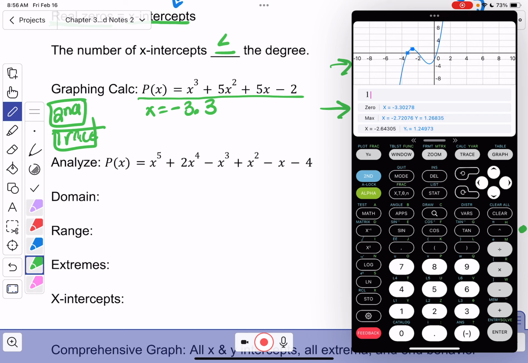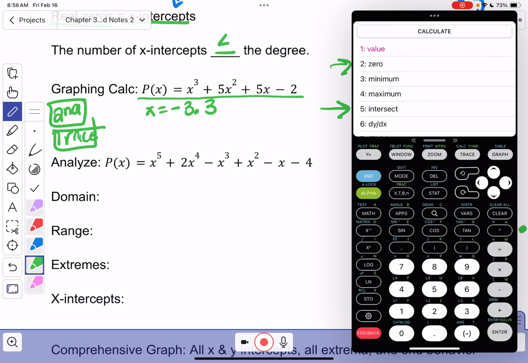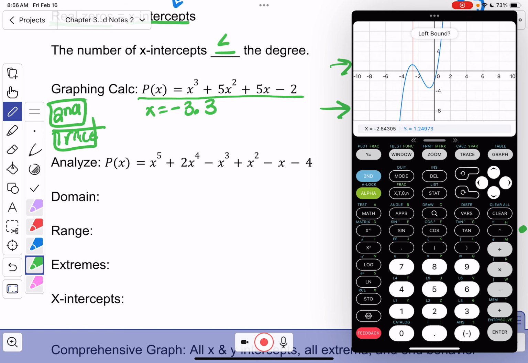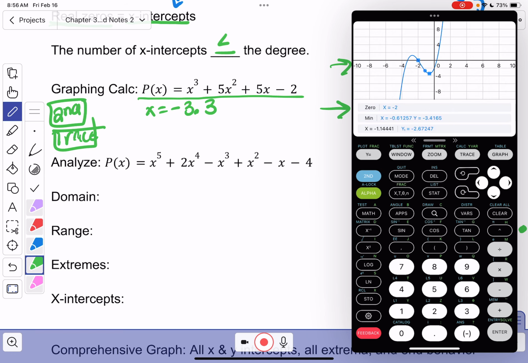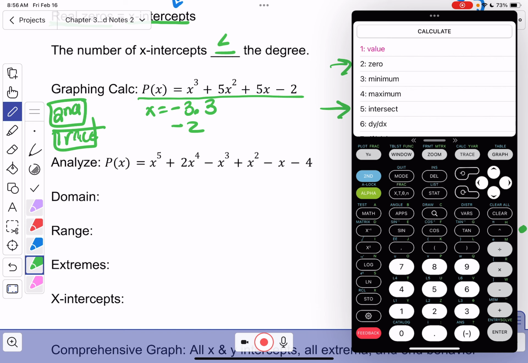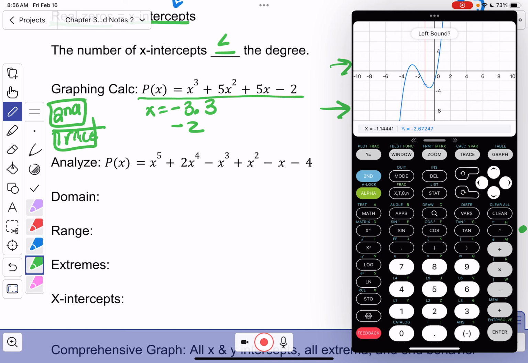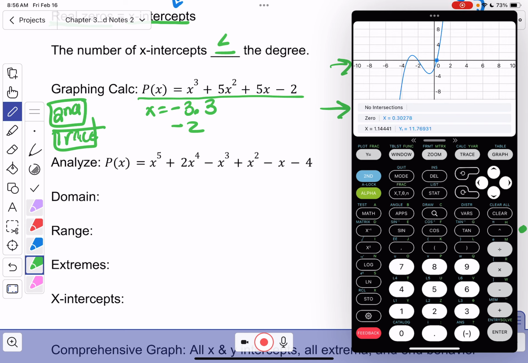Then you do that again for the other two. Second, trace 0, and you go to the left, to the right, and guess. This one's negative 2. And then if I do it again on that last one, left, right, guess, and this one's going to be 0.3. So those would be the 3 x-intercepts, or the 3 solutions, or the 3 zeros of this equation.